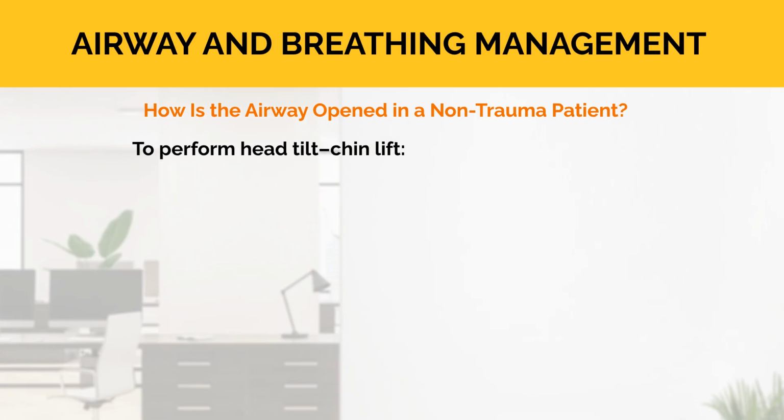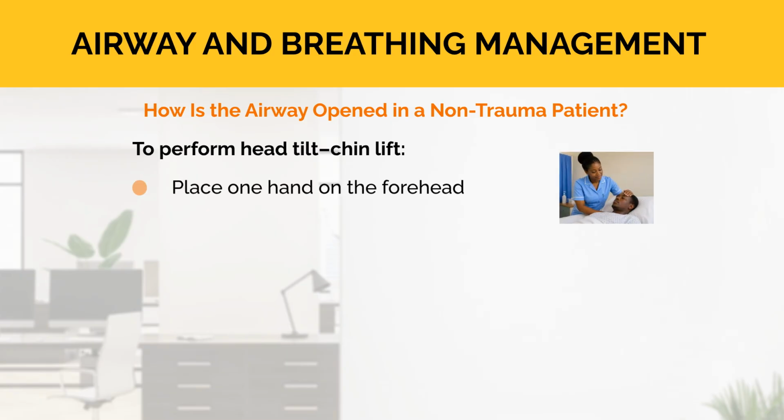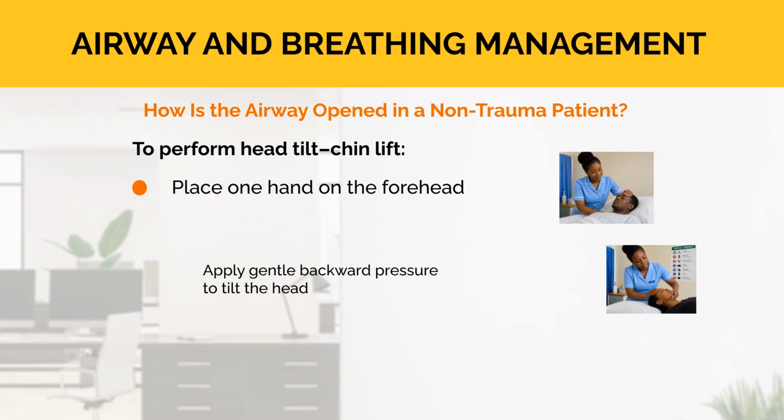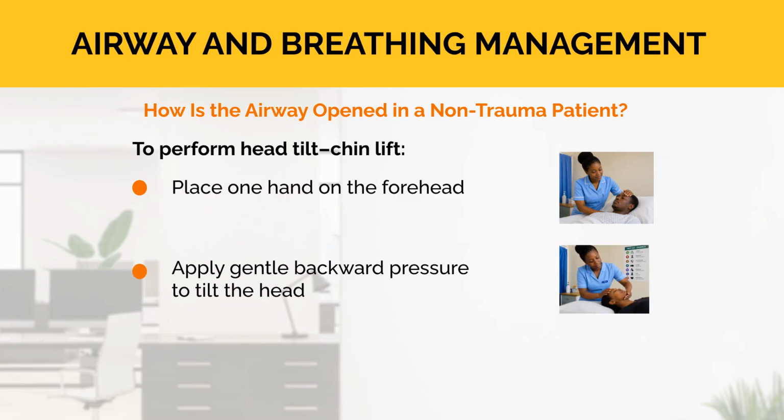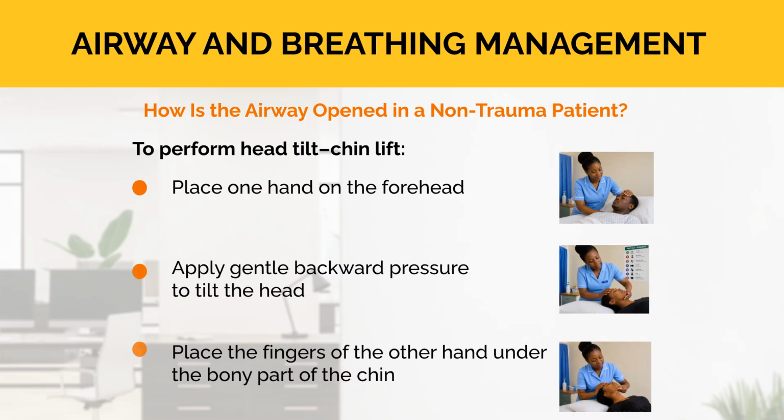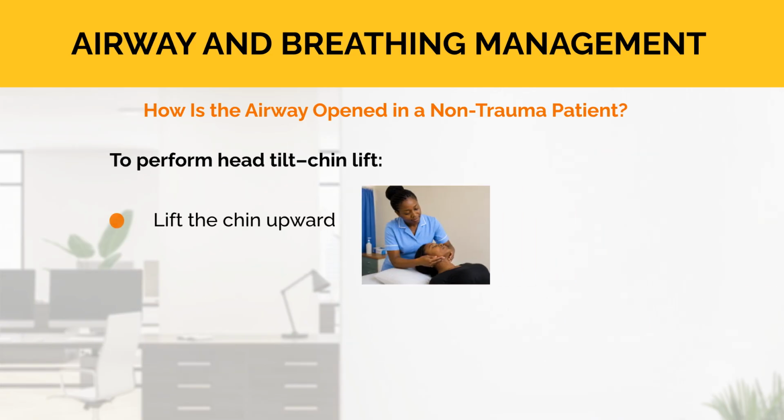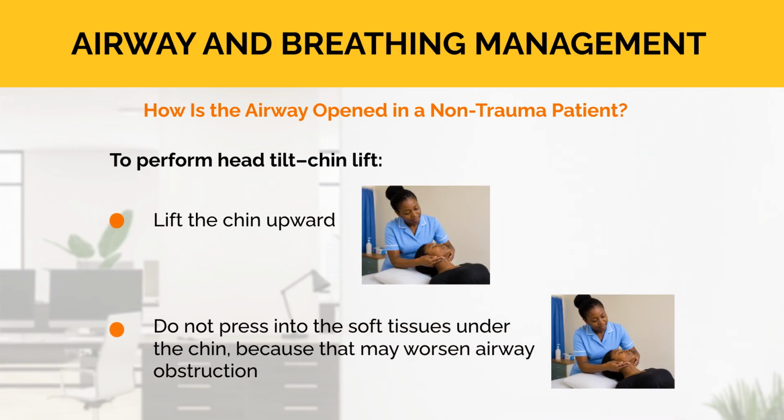To perform head tilt chin lift, place one hand on the forehead. Apply gentle backward pressure to tilt the head. Place the fingers of the other hand under the bony part of the chin. Lift the chin upward. Do not press into the soft tissues under the chin because that may worsen airway obstruction. Note: head tilt chin lift is the preferred method when trauma is not suspected.